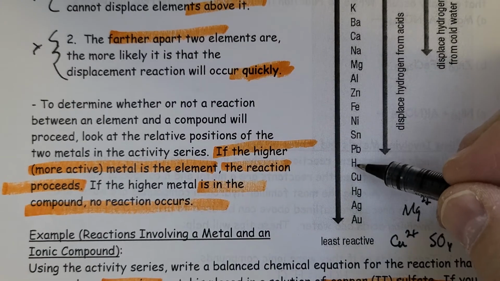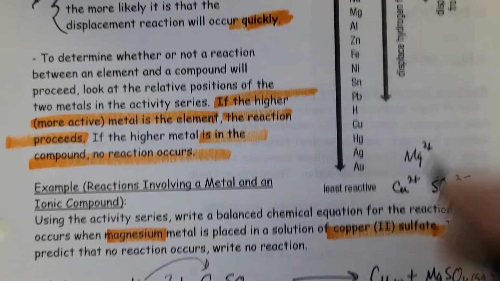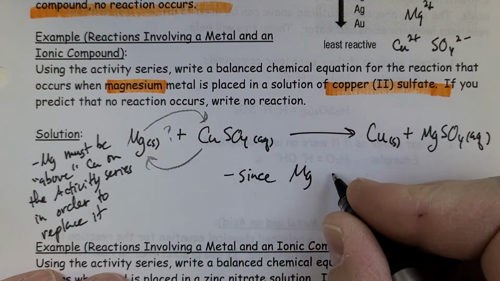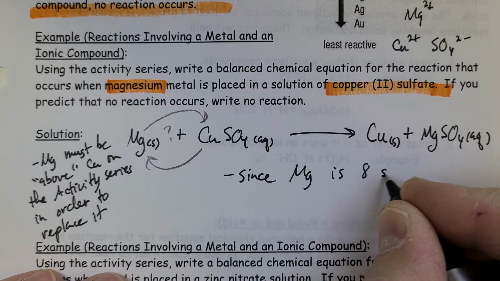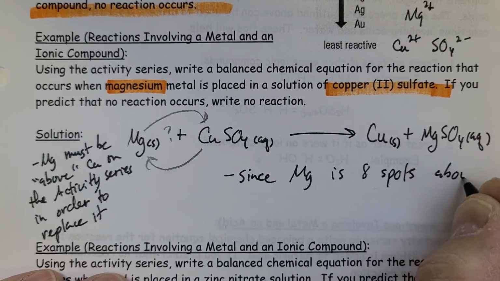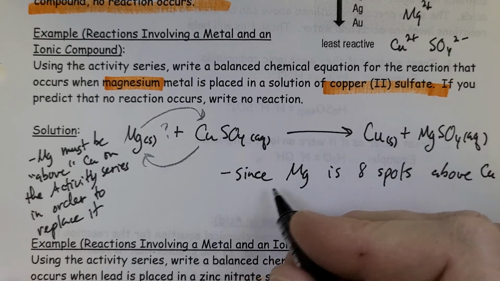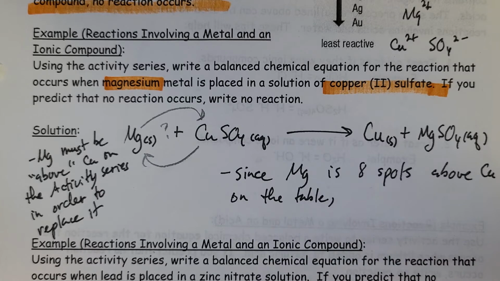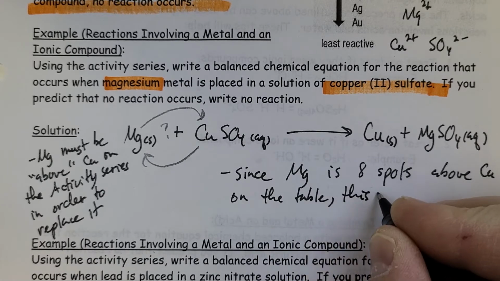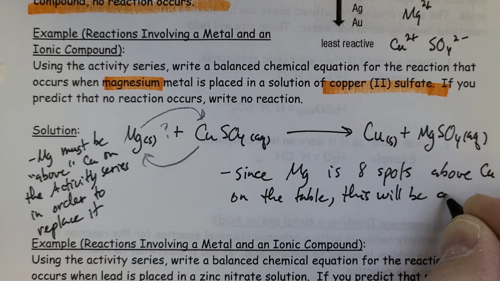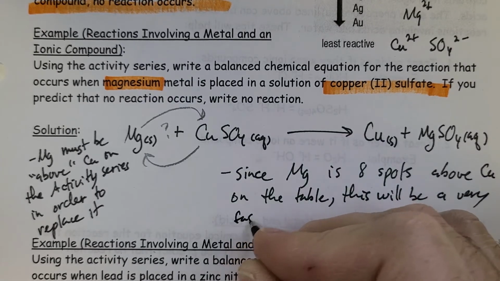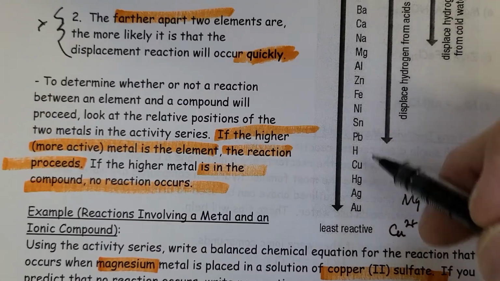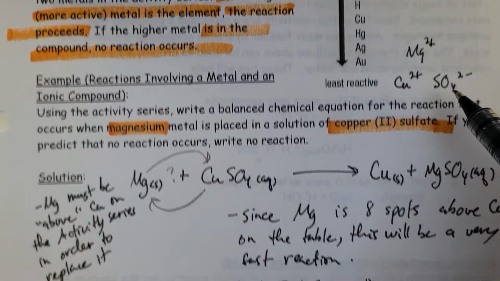We could also predict, let's see here, 1, 2, 3, 4, 5, 6, 7, 8. So since Mg is 8 spots above copper on the table, or a chart, whatever you want to call it, this will be a very fast reaction. Okay, so the larger the difference there, the quicker the reaction will be.